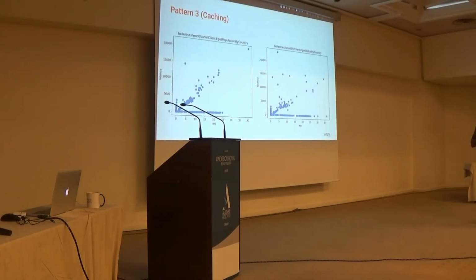Okay, so this is another pattern we have seen. In this case, the first request had a higher latency and the subsequent ones had a lower latency, because the endpoint actually cached the results and returned the cached result.